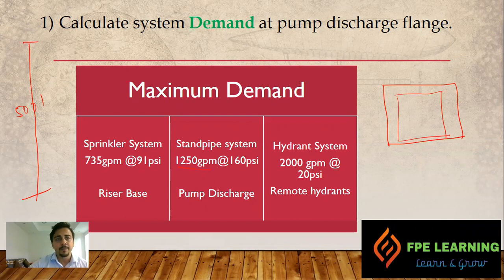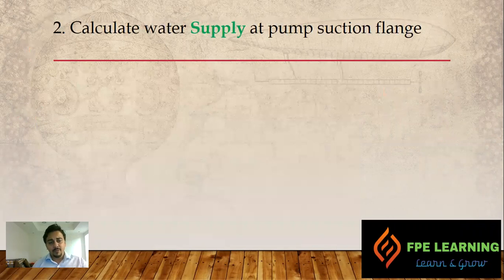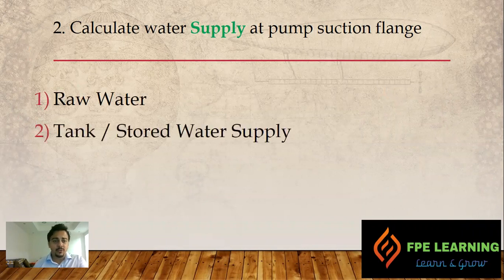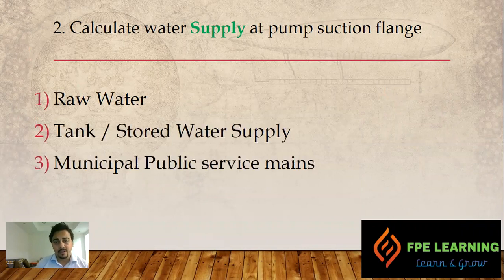The next one, you have to make sure about the water supply. Either it is raw, tanks or stored, or maybe it is a municipal service mains, right? So I'm going to talk about point 2 and 3. Tank or stores must supply the demand required for your fire protection system.